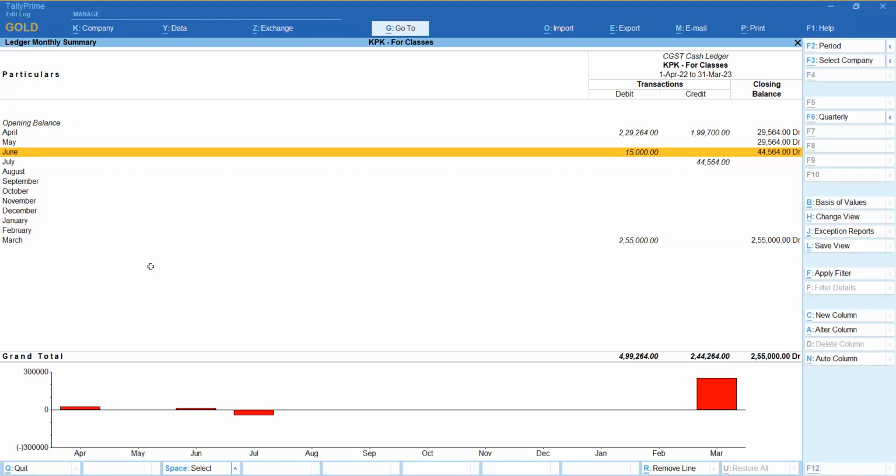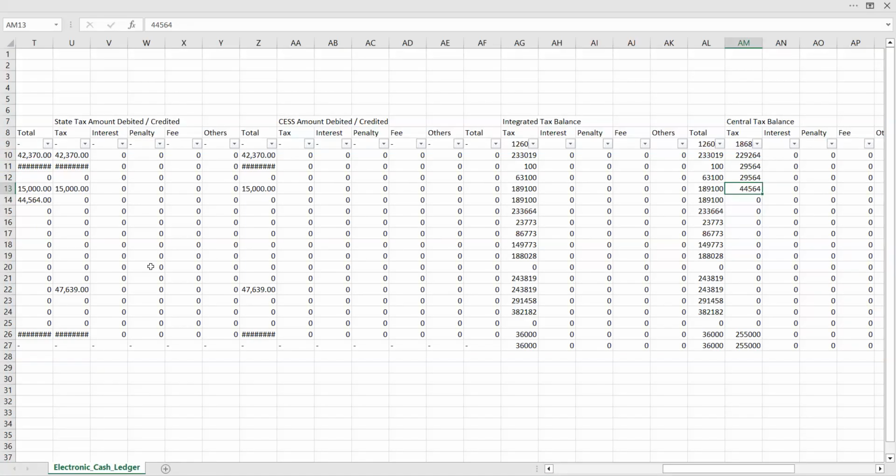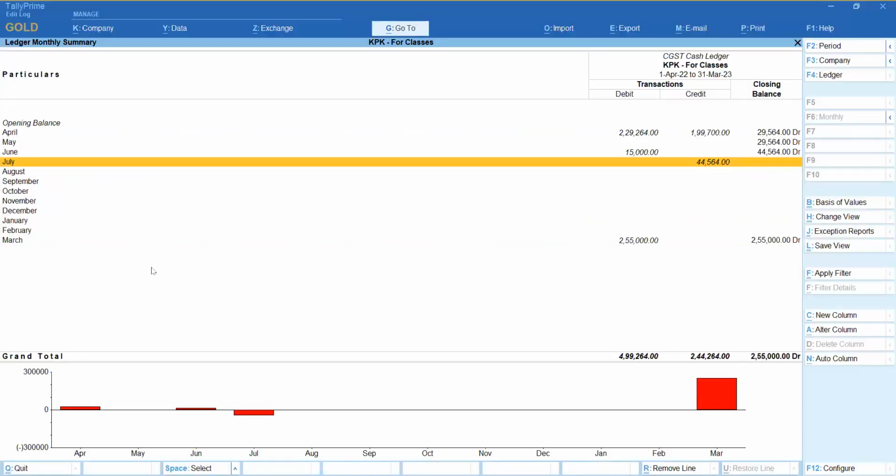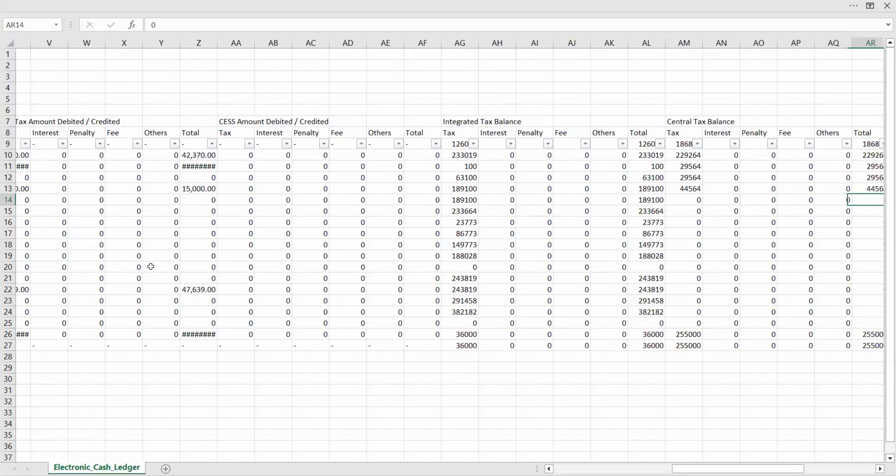Yes, sir. We can see that. This is the balance that we are utilizing on 19th July, which is getting a closing balance of zero. That 44,564 has been utilized, and the closing balance is zero.